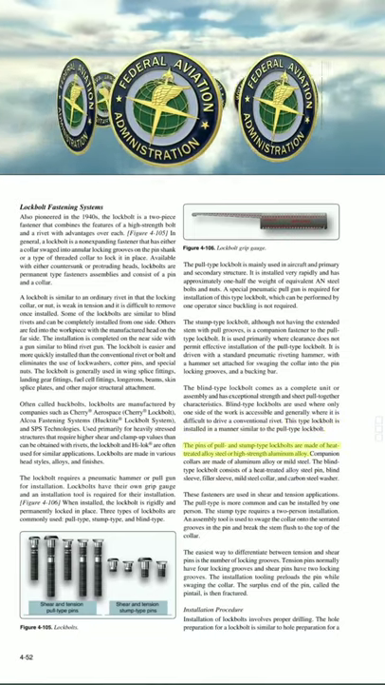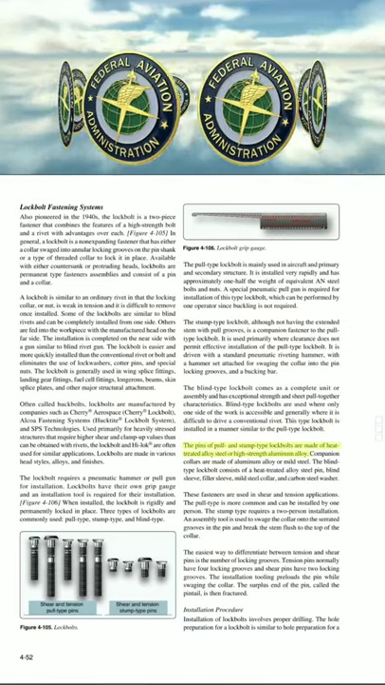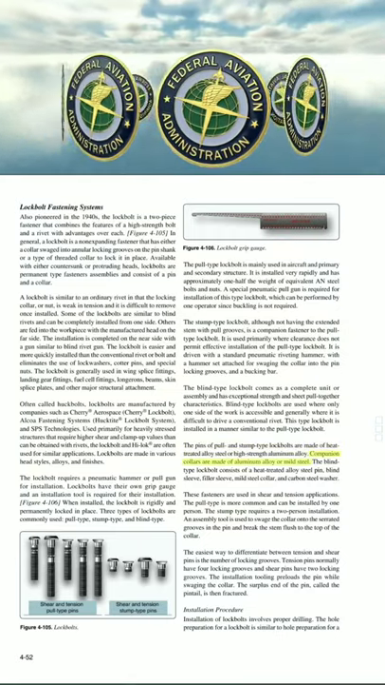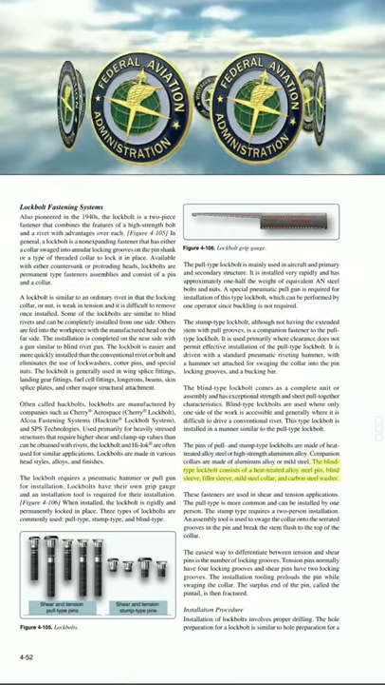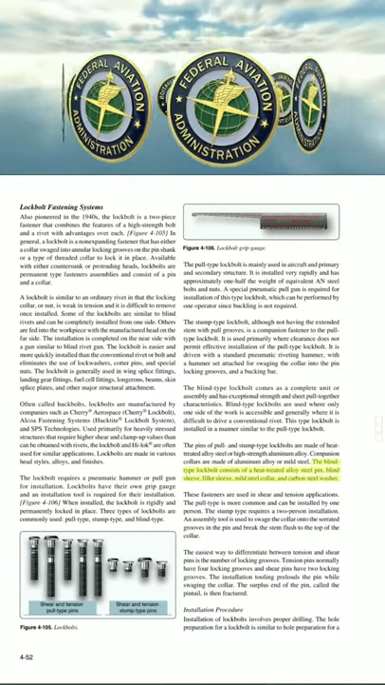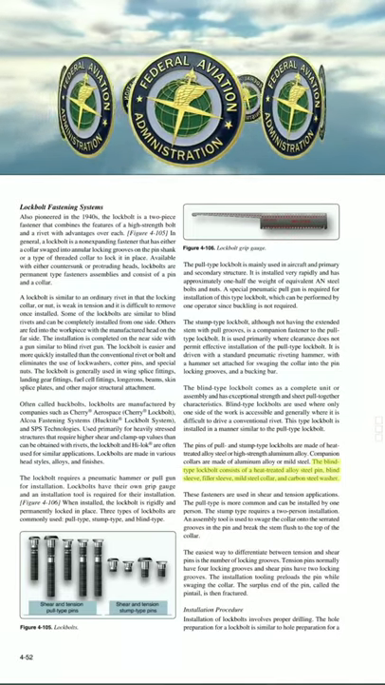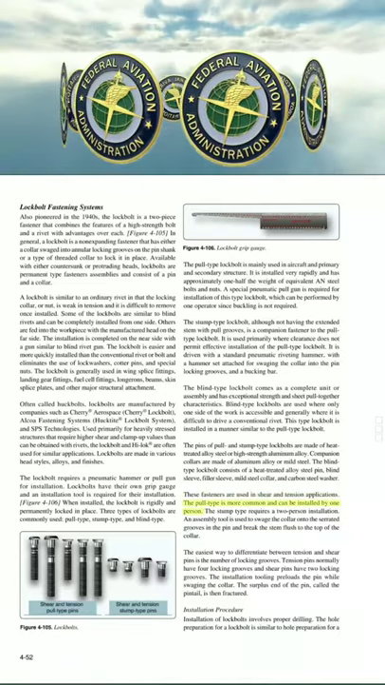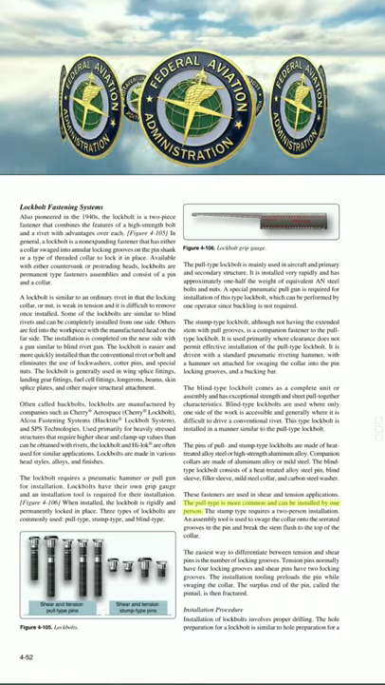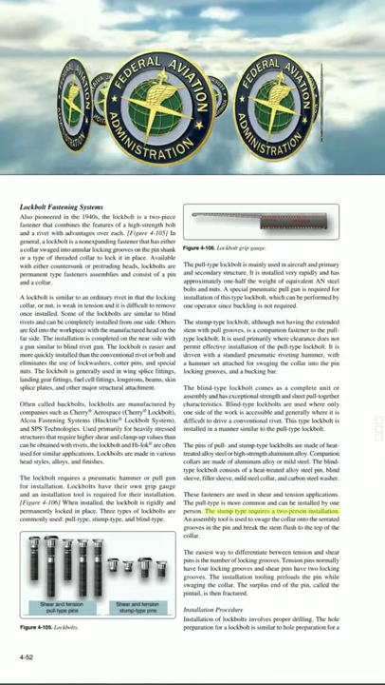The pins of pull and stump-type lock bolts are made of heat-treated alloy steel or high-strength aluminum alloy. Companion collars are made of aluminum alloy or mild steel. The blind-type lock bolt consists of a heat-treated alloy steel pin, blind sleeve, filler sleeve, mild steel collar, and carbon steel washer. These fasteners are used in shear and tension applications. The pull type is more common and can be installed by one person. The stump type requires a two-person installation.